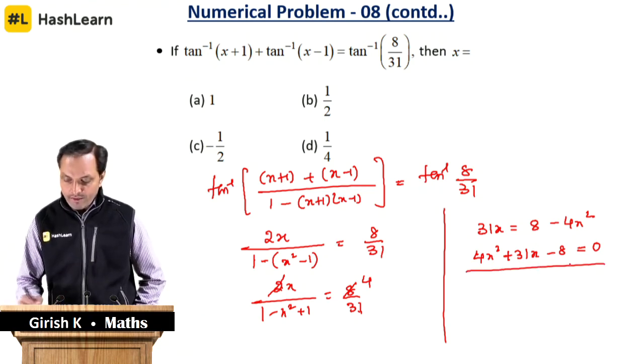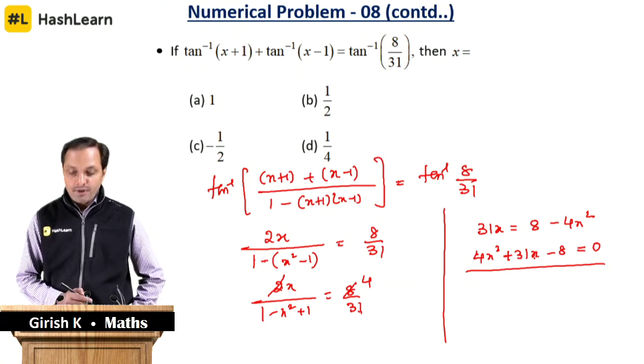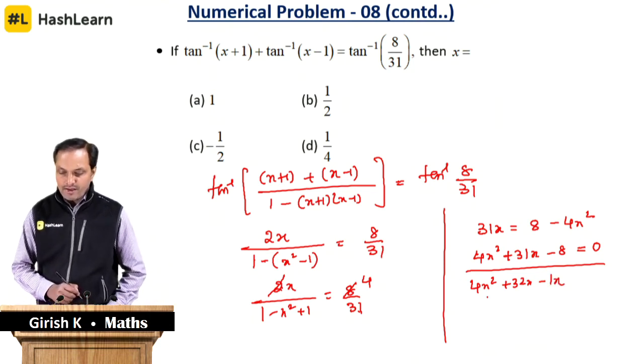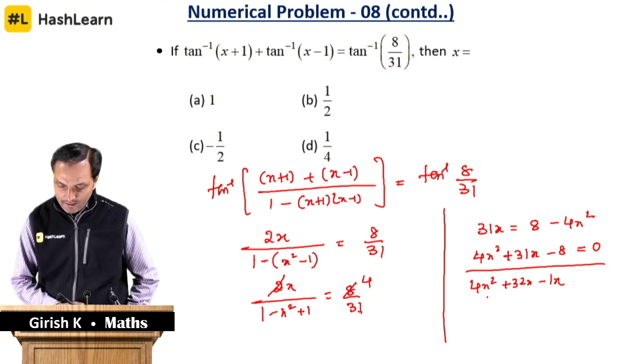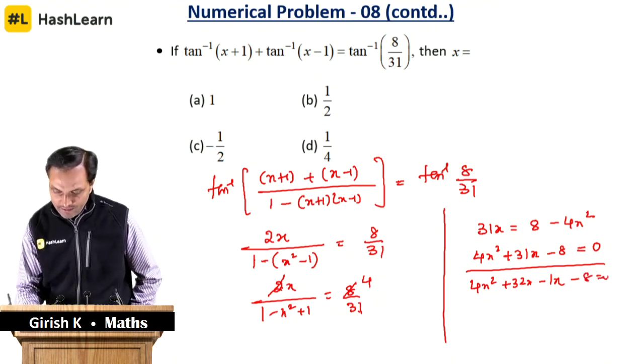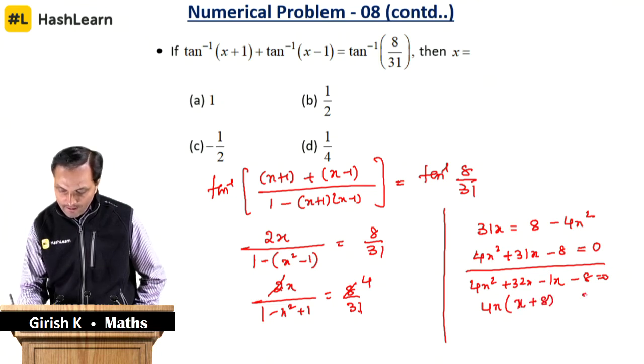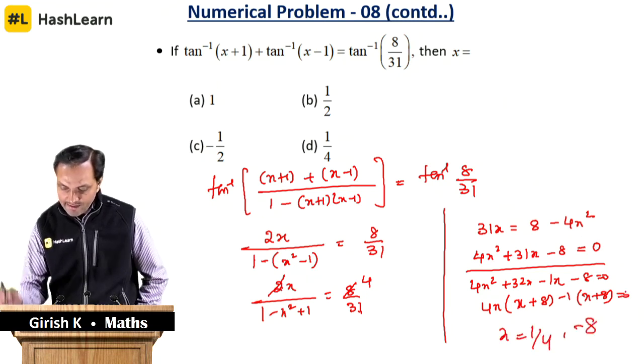Once you get the quadratic equation, you know the factors are 8 into 4 is 32. So 32 can be written as 32x minus 1x. Okay, 32x minus 1x, that will give you 31x, minus 8 is equal to 0. So 4x is common, 1x, x plus 8 and minus 1 is here. So x is equal to 1 by 4 and minus 8.